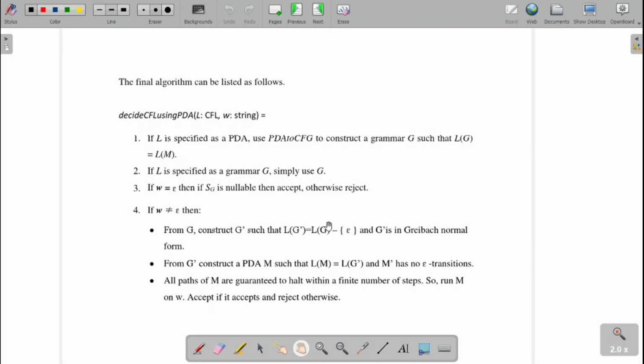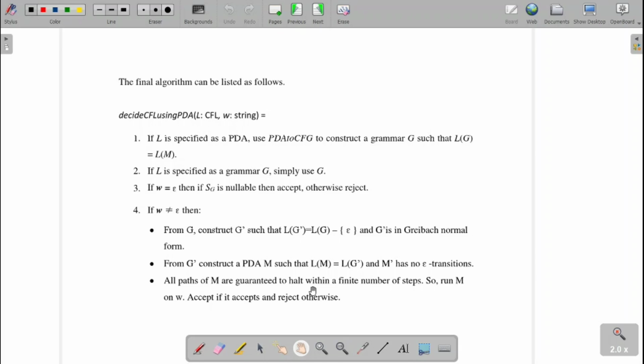If W is not epsilon, then where we used CNF, here you are going to use the Greibach normal form. That is, first one should be a lowercase letter, then any number of uppercase letters. Then you can construct your PDA such that the language is G' with M having no epsilon transitions, because in the Greibach normal form no epsilon transition exists. At least we need a single terminal. Then all paths of M are guaranteed to halt within a finite number of steps. So run the machine M on W; accept if it accepts, or else reject it.